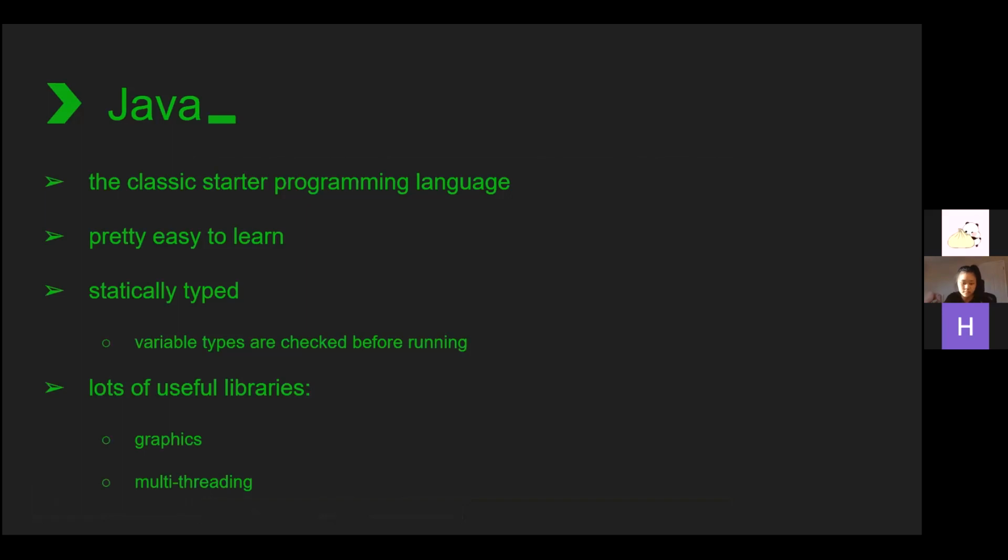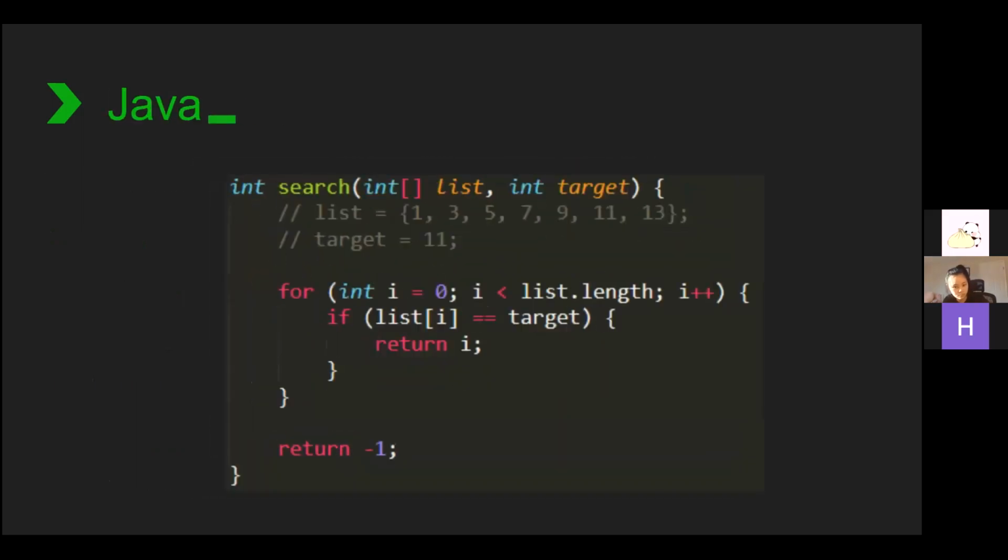Java is the classic starter programming language. You would see it in your AP CS class in high school. I would say it's pretty easy to learn. It's one of the easier languages to learn. One trouble that you might run into is learning about the data types. As you can see here, there is an int in front of this target. Now, int is short for integer, which is whole numbers that are both negative and positive. So in Java, you must have a data type in front of your variables.